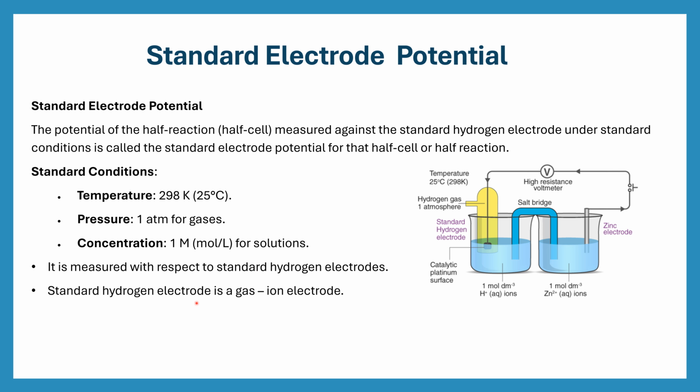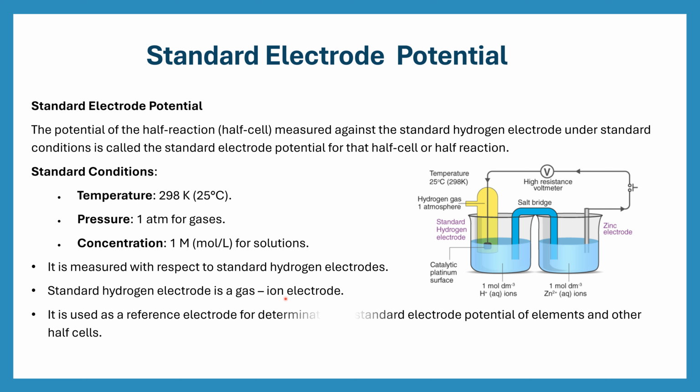The standard hydrogen electrode is a gas ion electrode, which can be seen here, and we have studied about it in the previous slides. The standard hydrogen electrode is used as a reference electrode for determination of standard electrode potential of elements and other half cells, which are used in the other cells. It is assigned an arbitrary potential of 0 volt under the standard condition to provide a baseline for measuring other electrode potentials.